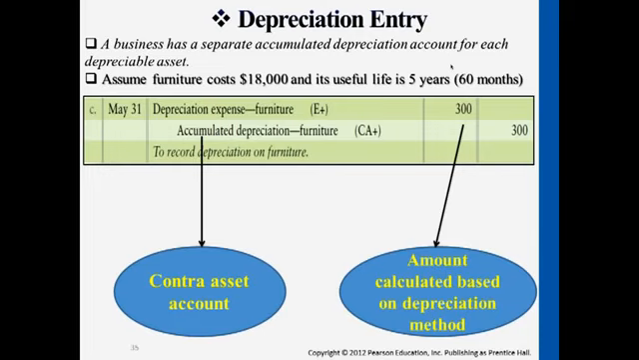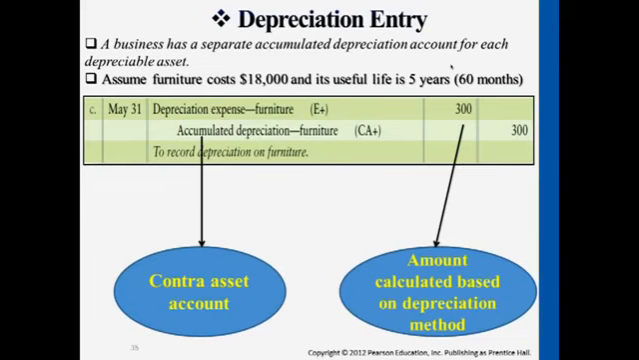Okay, let's take a look at an example. Assume there's a piece of furniture that costs $18,000. Let's say we estimate it can be used within the business for 5 years, so that's about 60 months. If we want to measure a month of depreciation in the monthly statement, we use $18,000 divided by 60, and that would be $300.